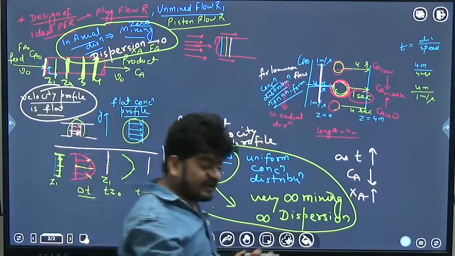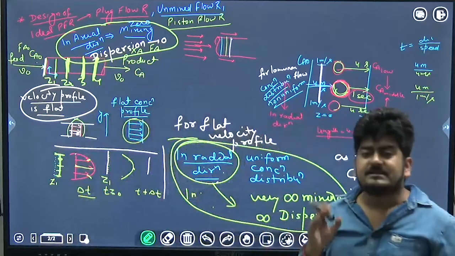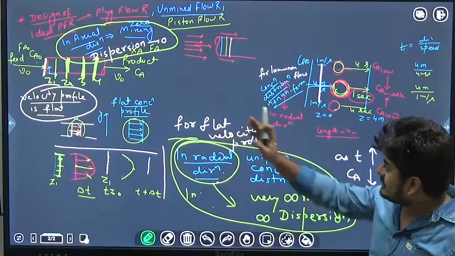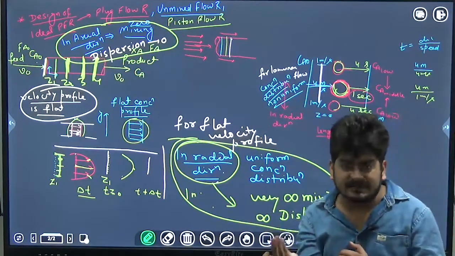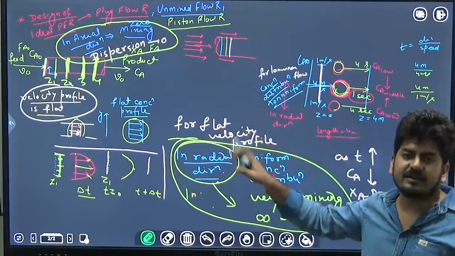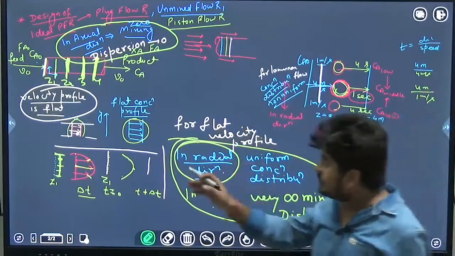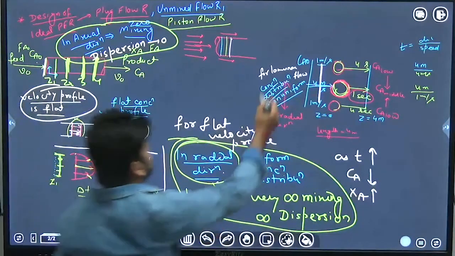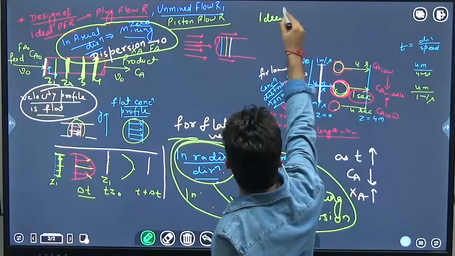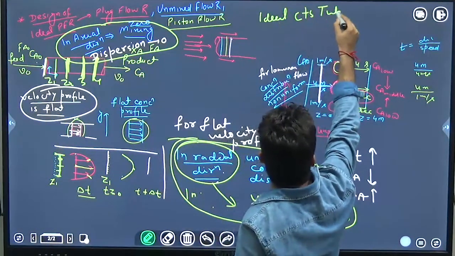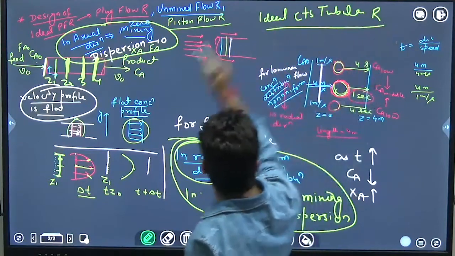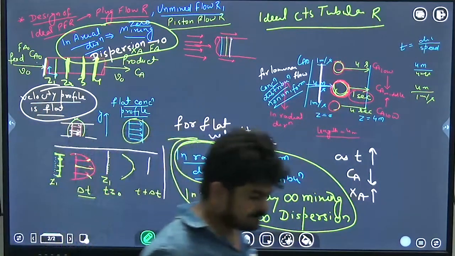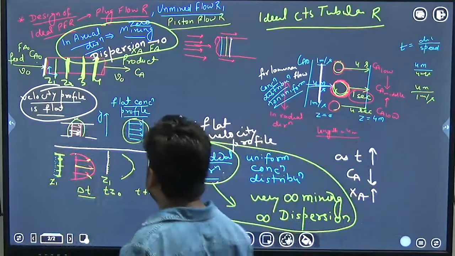Okay. So in case of ideal PFR, since the fluid flows in the form of plugs, these different vertical plugs, I mean every vertical layer I am calling a plug. So fluid flows in the form of plugs, that's why this is called a plug flow reactor. Otherwise you can simply say ideal continuous tubular reactor. Okay, so this is the working of PFR, guys.